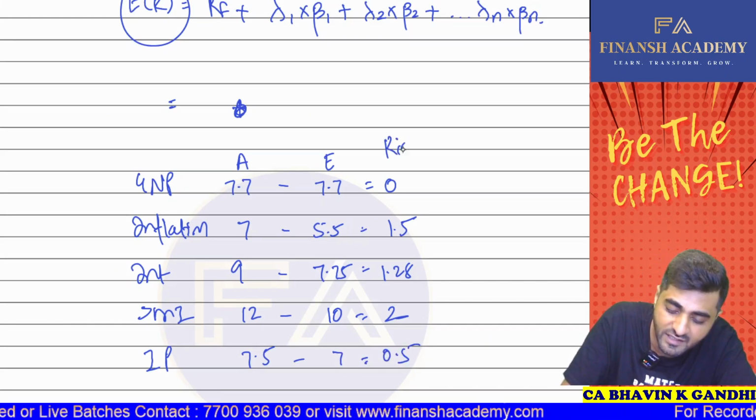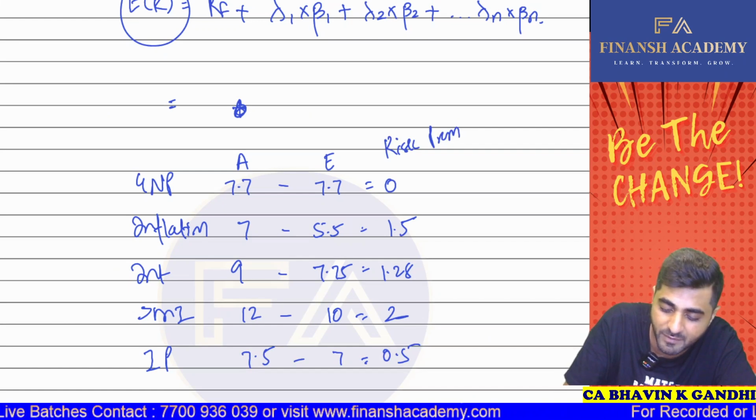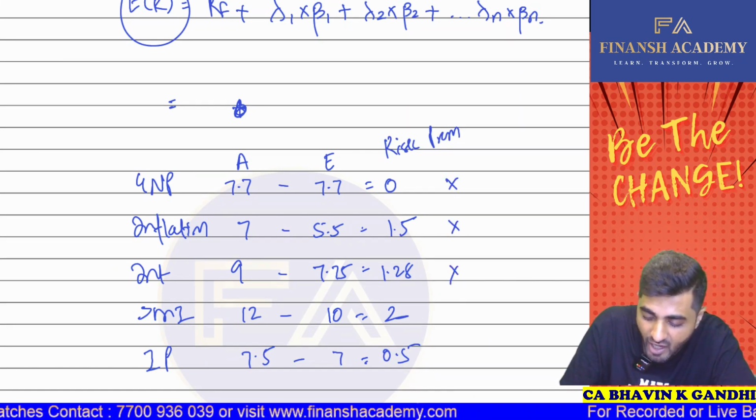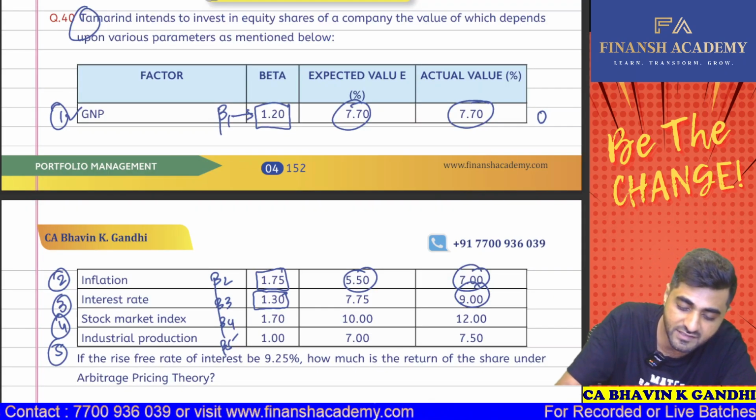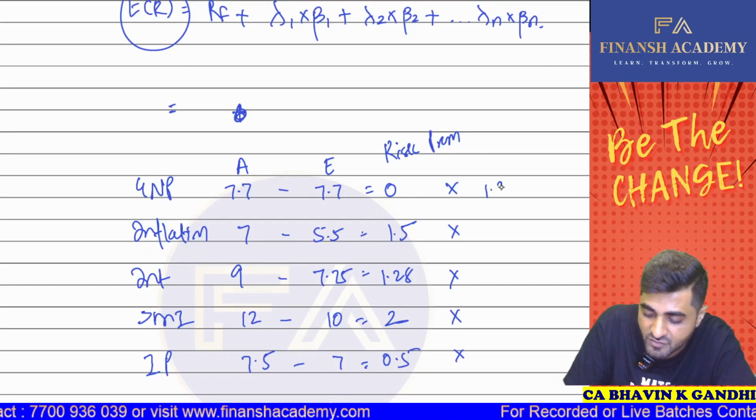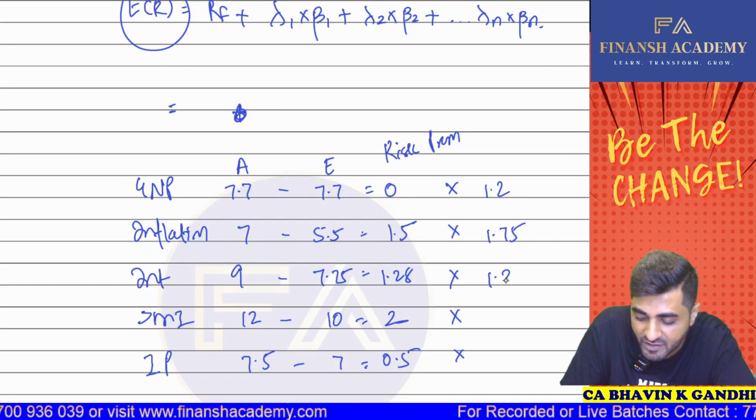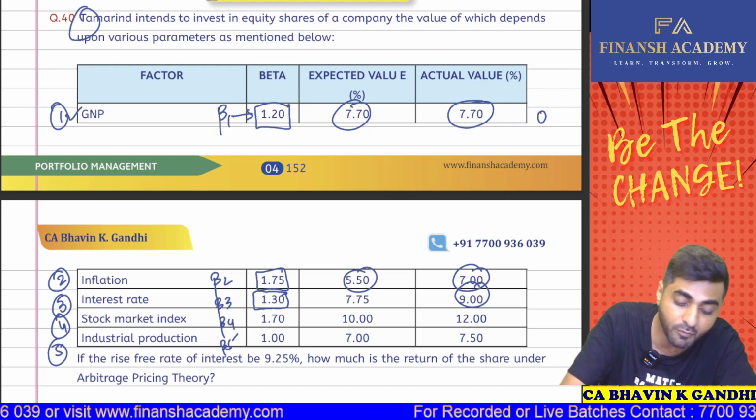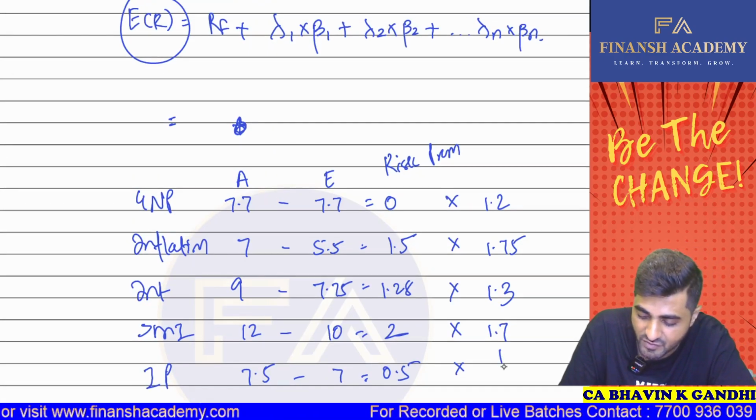So all these are your risk premiums. What are we going to do? We'll multiply that by checking how sensitive it is. So it is 1.2, then it is 1.75, then it is 1.3, then we have 1.7, and the last one is 1.